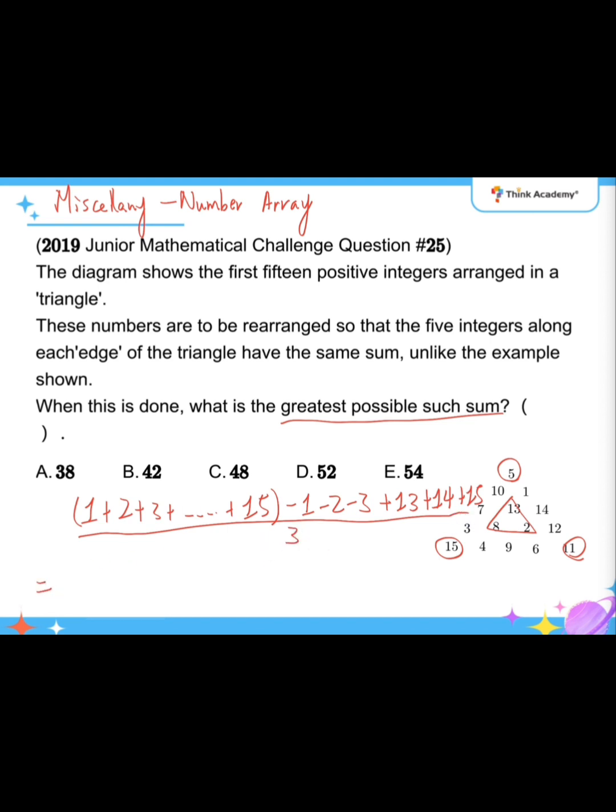So the calculation will just be 1 adding all the way to 15, that's 120. Taking away 1, 2, 3, that is taking away 6. Adding 13, 14, 15, that is adding 42. And then divided by 3, so we have 156 divided by 3, which is 52. And that is going to be the answer for this last question. All right.